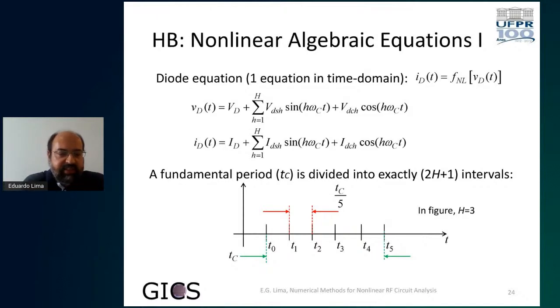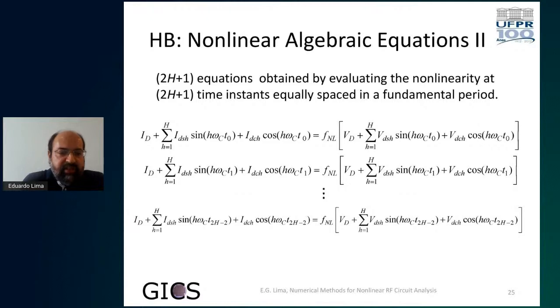To obtain a system of 2 capital H plus 1 independent equations that manipulates the amplitudes of sines and cosines of voltages and currents, first, the fundamental period is divided in 2 capital H plus 1 equally spaced intervals. In this slide, it is shown how the fundamental period Tc is divided into five equally spaced intervals.